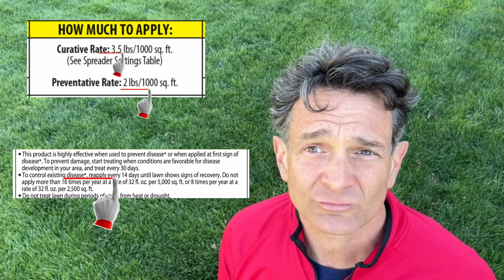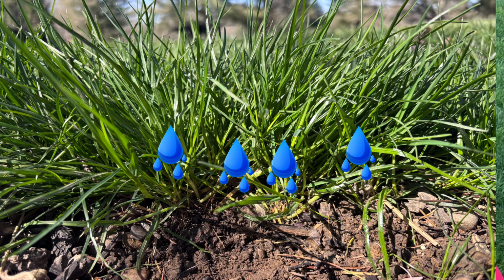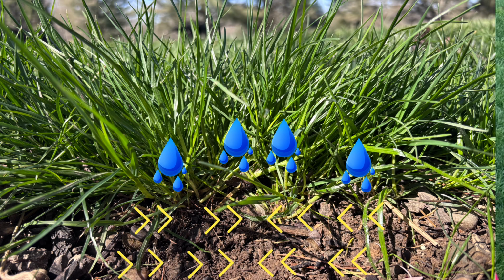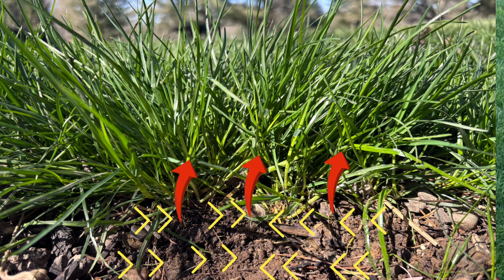And if you're using a typical granular product from a box store, those products have to be watered in, absorbed through the root system of the turf, and then they only move upward into the shoots and the leaves before they can begin to protect the plant. That takes time, and during that time, the disease continues to spread.